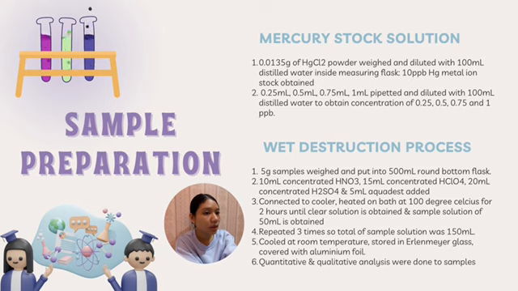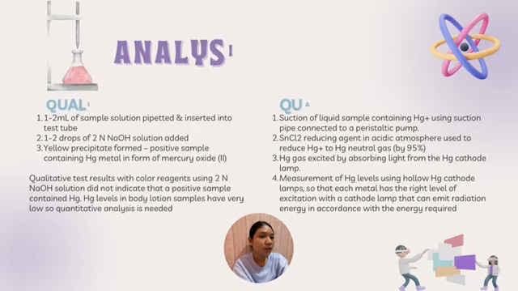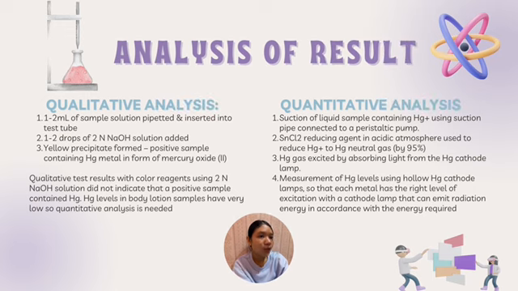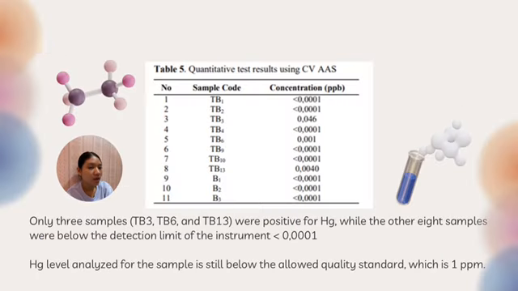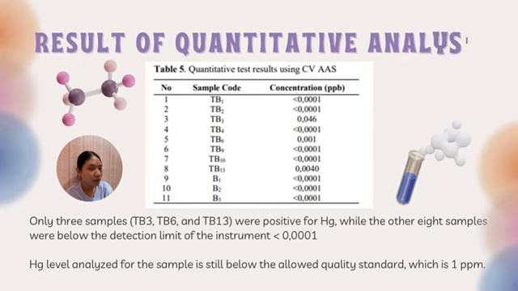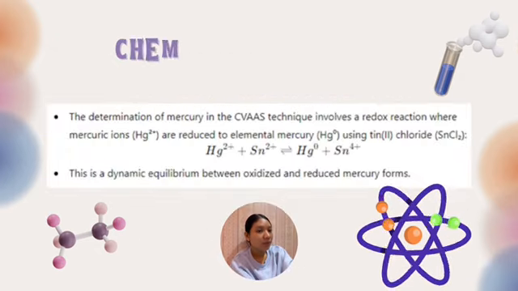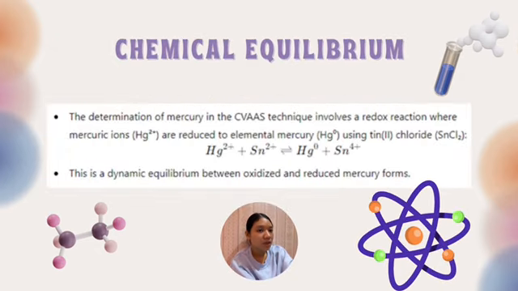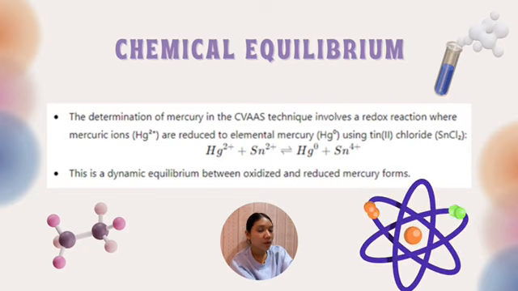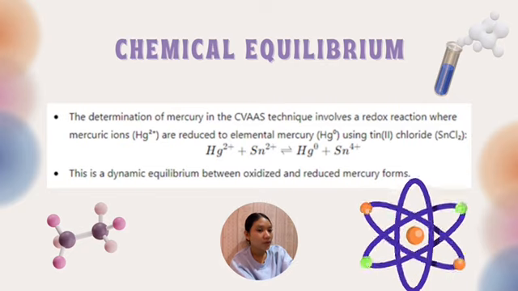It is then heated and cooled 3 times to get the average. The solution will then be analyzed using qualitative and quantitative analysis. In qualitative analysis, the solution was tested with sodium hydroxide to see the formation of precipitate. However, since the concentration is low, quantitative analysis is needed, in which a CVAAS was used. As a result from quantitative analysis, 3 products are positive for mercury, while the rest are below detection limit. A chemical equilibrium involved in this process is when the mercury ion reacts with the stannous ion, and then the mercury ion is reduced to elemental mercury.